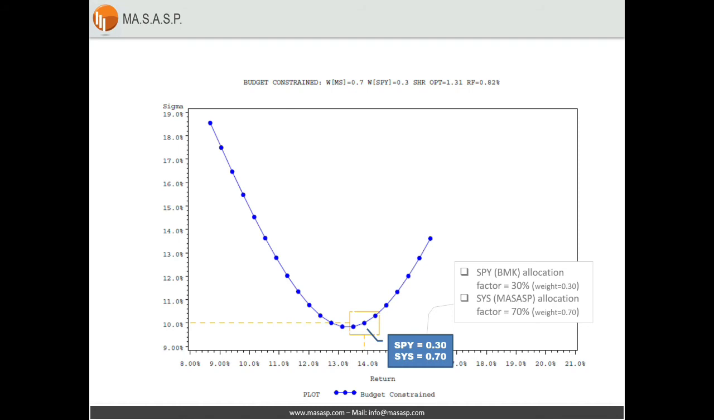Well, we can spot one feasible portfolio at the middle of the blue curve, and this feasible portfolio is characterized by the least possible risk, which corresponds to the bottom peak of said curve. This portfolio is optimal in terms of risk-return trade-off, as its Sharpe ratio is higher than that of either the MASASP system combination or the benchmark taken separately.